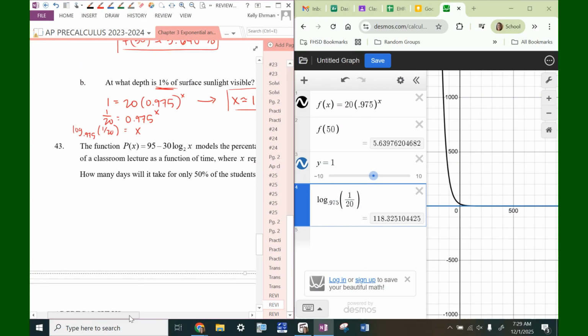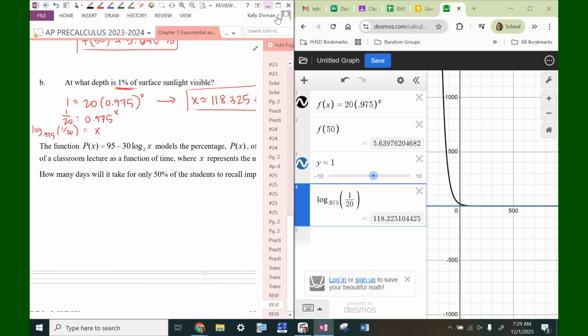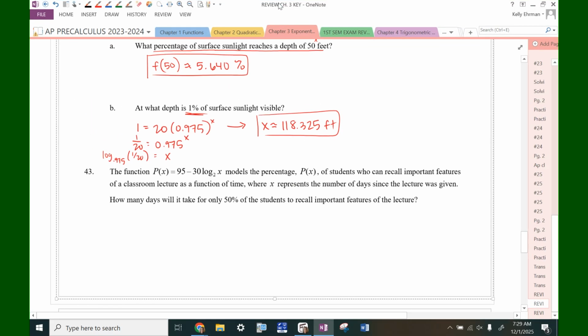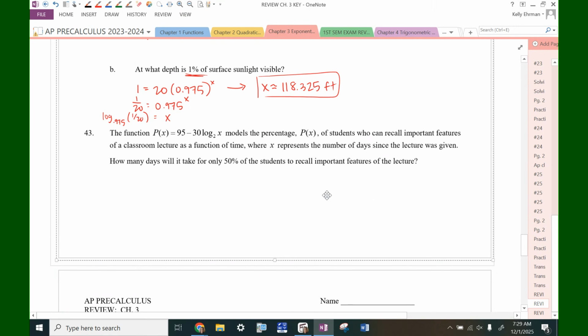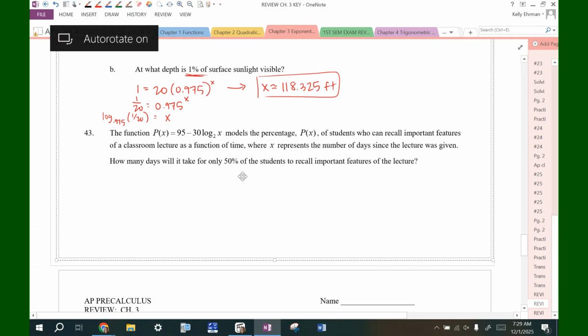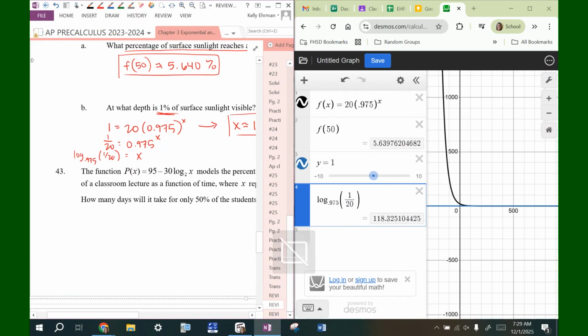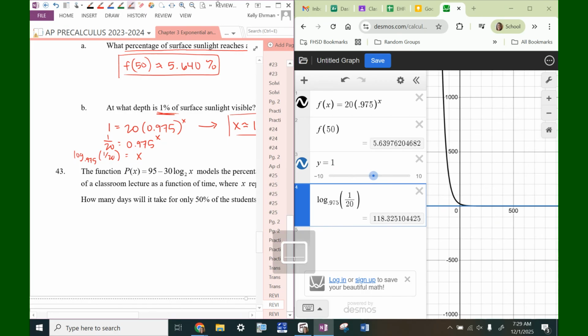All right, what about this one? The function p of x equals 95 minus 30 log base 2 of x models the percentage, p of x, of students who can recall important features of a classroom lecture as a function of time, where x represents the number of days since the lecture was given. After how many days will it take for only 50% of the students to recall important features of the lecture? Spoiler alert, I don't think it's going to be very many days. It's just how our brains work.